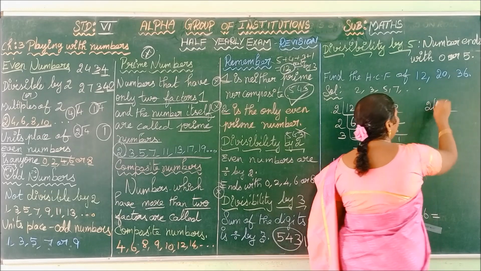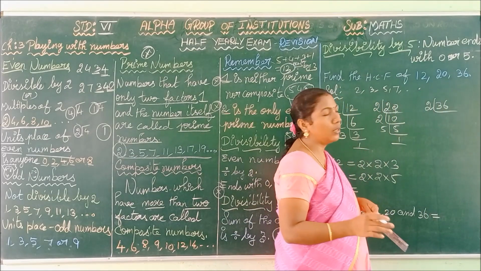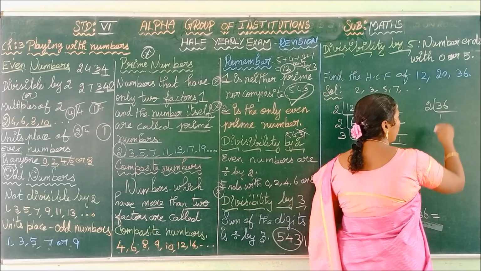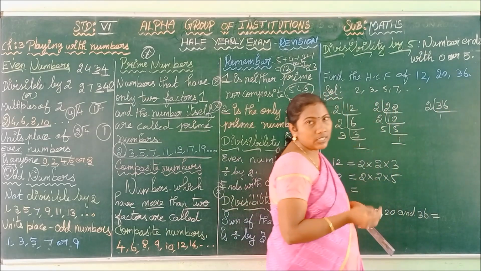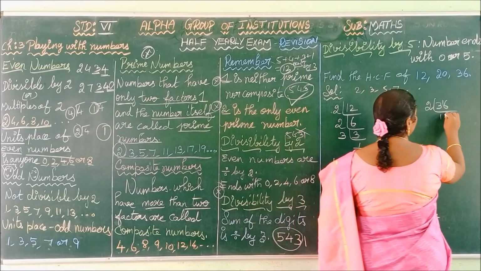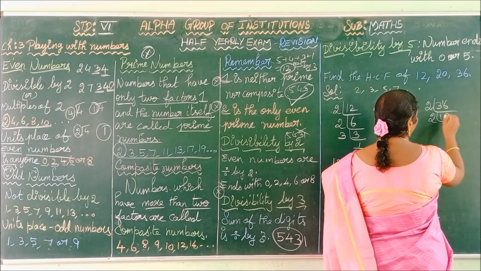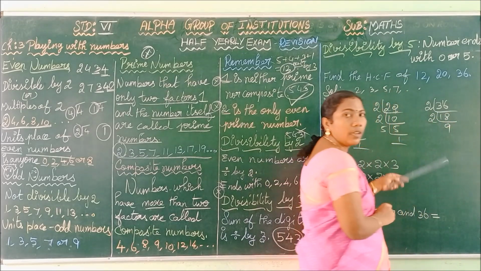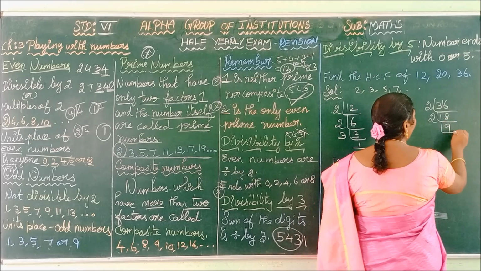Next, 36. It is an even number, so we can use the prime number 2. So 1, 2 is 2. What is the remainder? 1. 16. 16 comes in the 2 table how many times? 8 times. Again use the number 2. 9 twos are 18. 9 is divisible by 3.